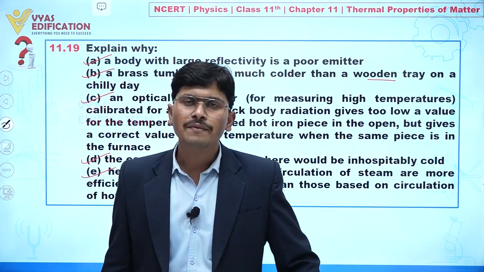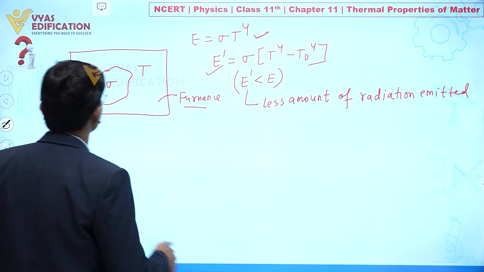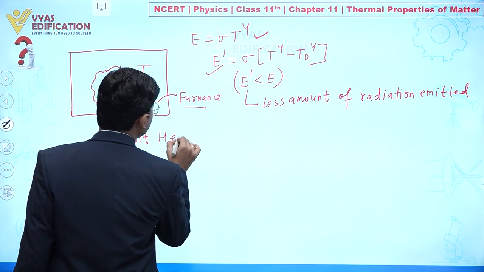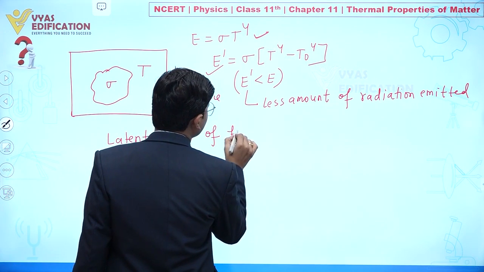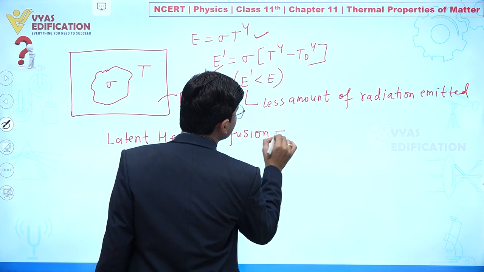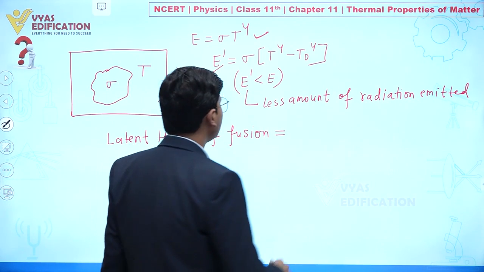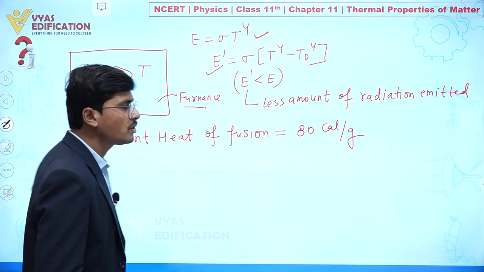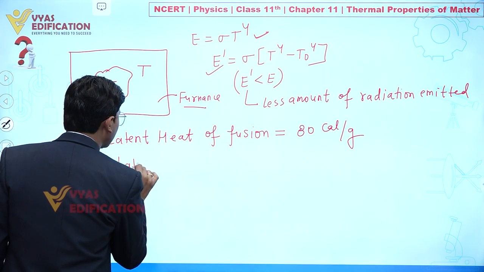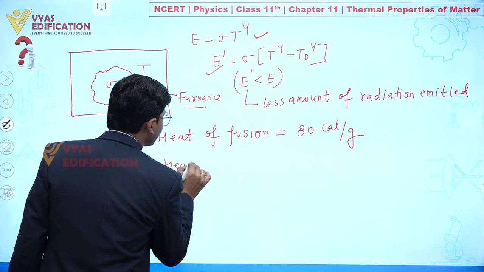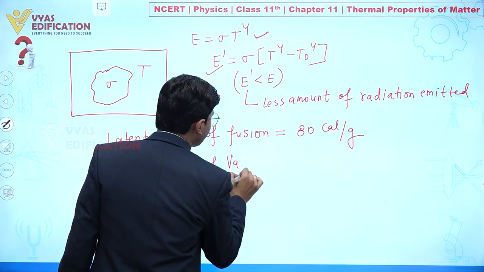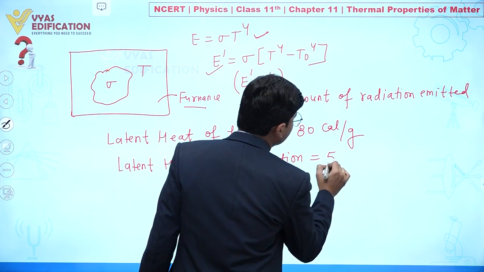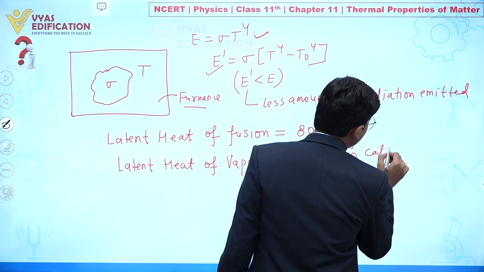Exactly true. Because if I am talking about latent heat, actually we have two terms. Number one, latent heat of fusion. Latent heat of fusion is the amount of heat required to melt ice into water. Clear? And this is, definitely you know, 80 calorie per gram. But what about steam? If I talk about latent heat of vaporization, its value is 540 calorie per gram.